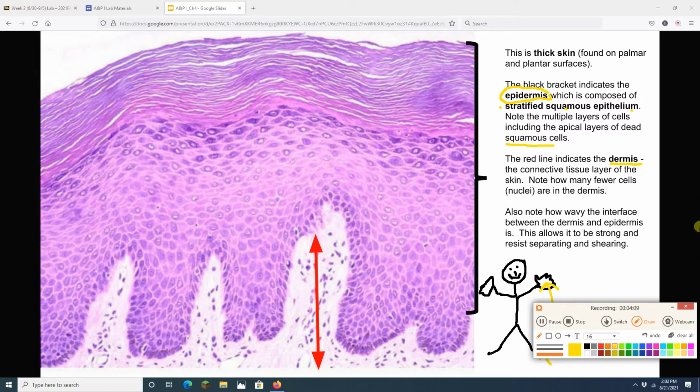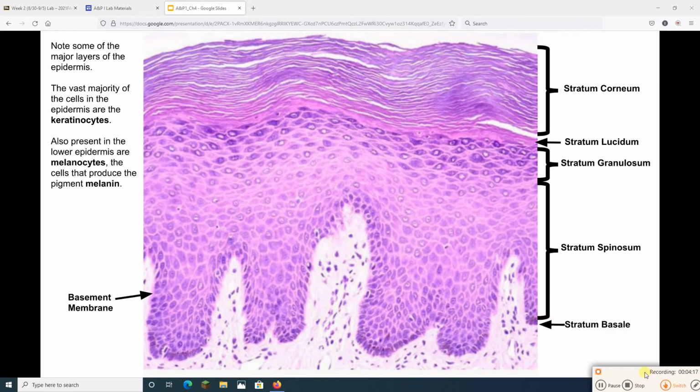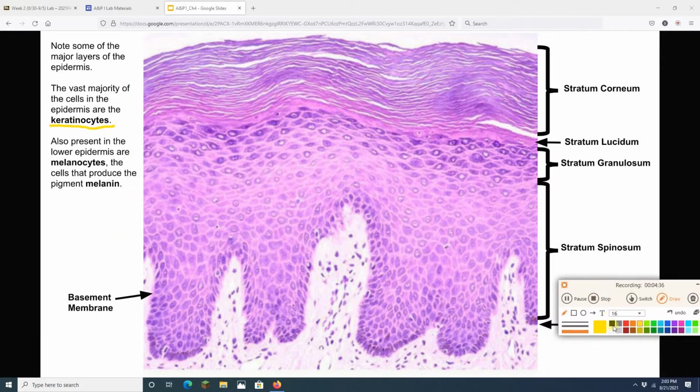Okay, good stuff. Let's look a little bit more at the skin. There's a few more things we've got to realize and name about it, okay? Now, the vast majority of the cells here are known as keratinocytes. They're called keratinocytes because they make this tough, fibrous, waterproof protein called keratin. So the vast majority of these cells are keratinocytes.